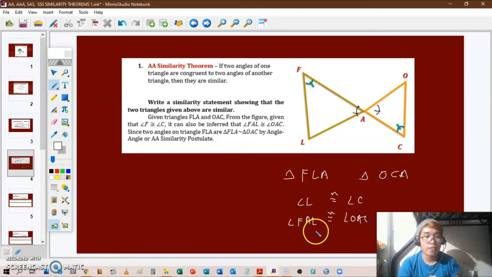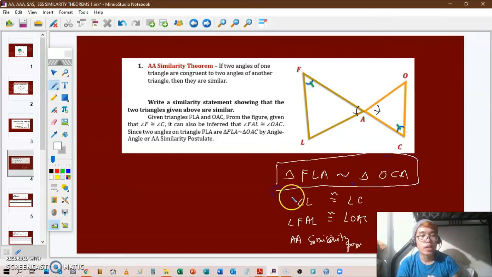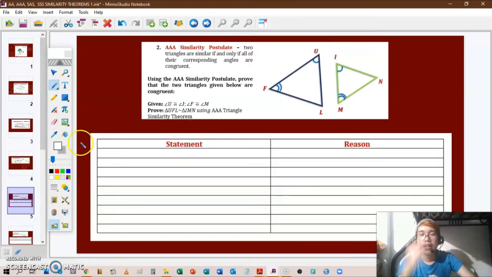So therefore we have 2 triangles that are similar to each other using the AA Similarity Postulate. If we use the symbol, we have triangle FLA is similar to triangle OCA, or triangle FAL is similar to triangle OAC. Okay, there you go. For the second one, we have the AAA Similarity Postulate.